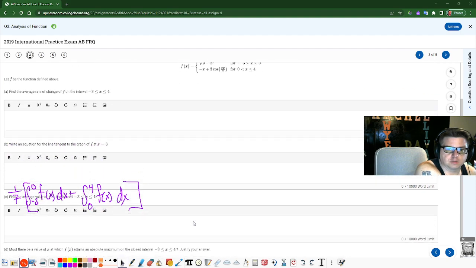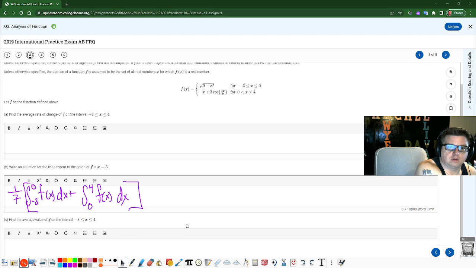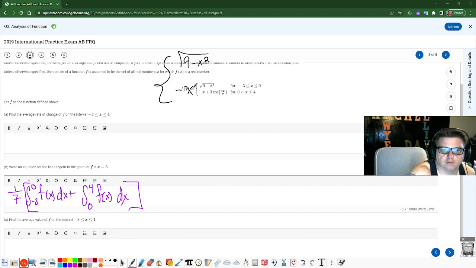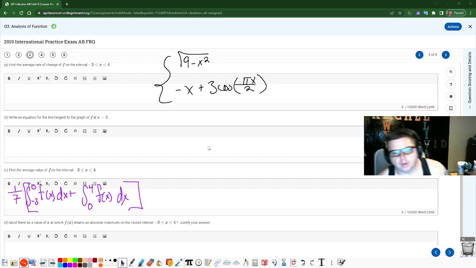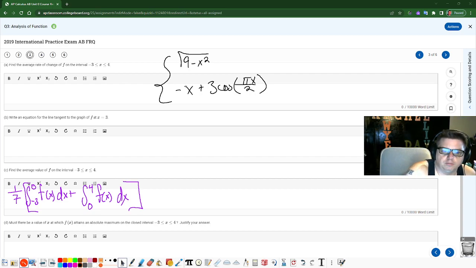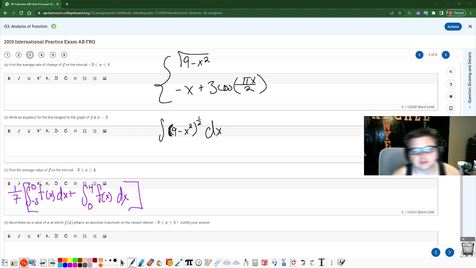All right, so let's do this. So square root of 9 minus x squared, x plus 3 cosine pi x over 2. All right. Okay, and we have everything else. Okay, so let's glide this back down to where it needs to be. There we go. Okay, so for this one, when we look at 9 minus x squared to the 1/2, we want to integrate that with respect to x.